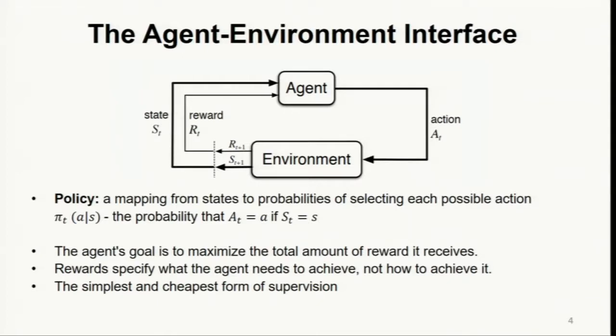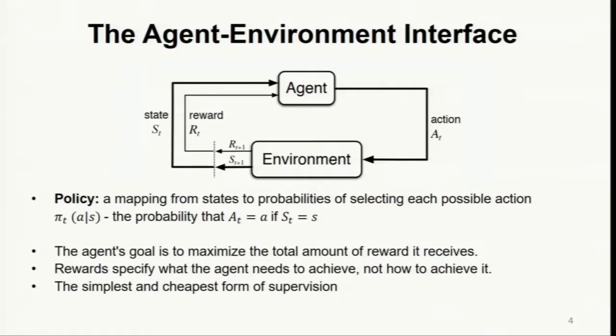So a mapping from states to probability of selecting a possible action. This is pi. And you see, conditioned on the state, we choose an action. And if we define this pi, then this will be the probability that we choose this particular action if state equals to s. So again, policy is clear, right? Based on the state, what is the probability to choose an action. This is your policy. Okay?